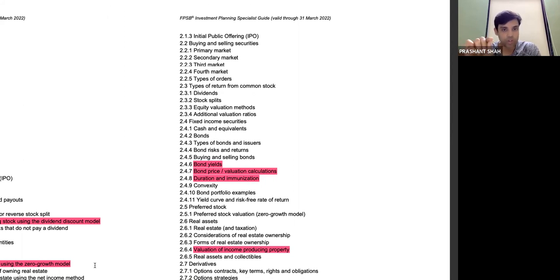So bond yields have to be studied. Then bond price and valuation techniques. How to find out bond price? How do you find out YTM? If you are given one bond's characteristics and you have 50, 100 or 1,000 such bonds, what is the value of the portfolio? That's what we have to study.